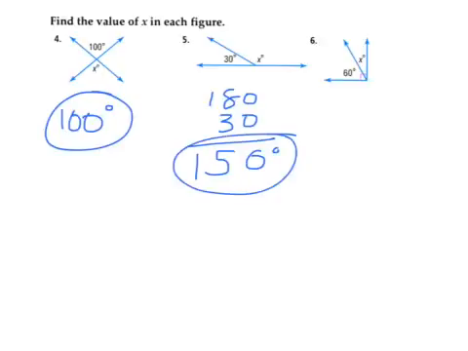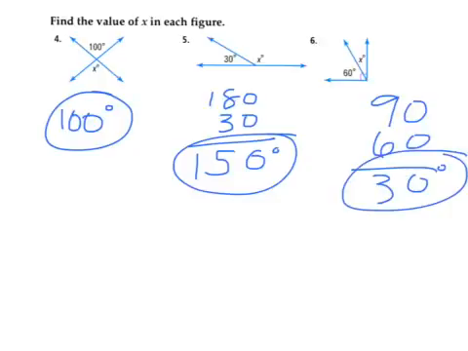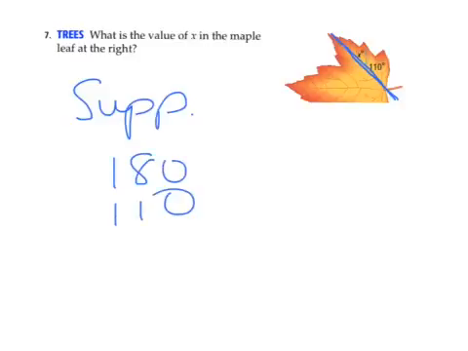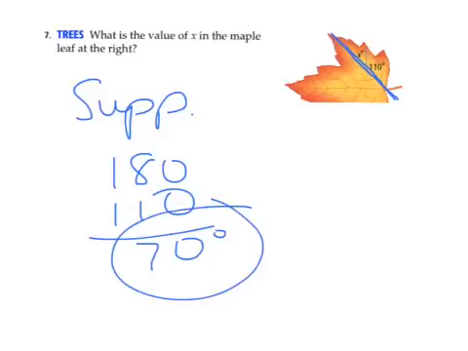And number 6, these add up to a right angle. Those are complementary. They add up to 90. So here I can subtract from 90 and learn my missing angle. And our last one, it's a little word problem, to find the value of x in the maple leaf to the right. Do y'all see how it makes that straight line right there? That makes these supplementary angles, which means they add up to 180. We know that one of them is 110, so I can subtract. So my missing angle is 70.